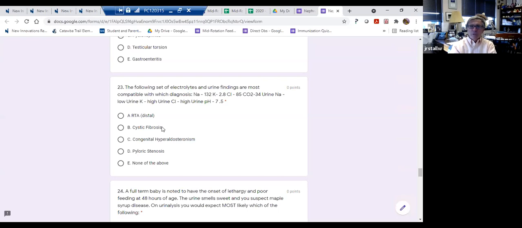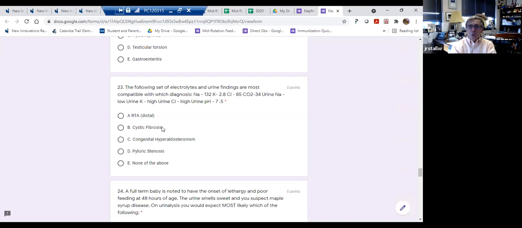And why would the urine chloride be high if the manner under which you're losing your chloride is through your sweat? The urine chloride would be low because the sweat's where you're losing it. So that doesn't fit. So by default, the answer is E, none of the above.